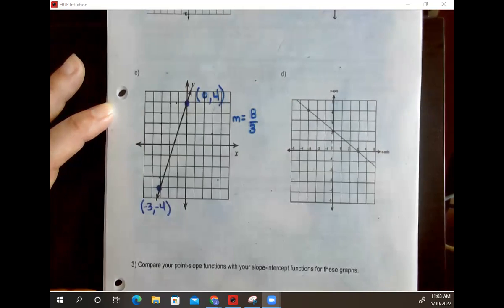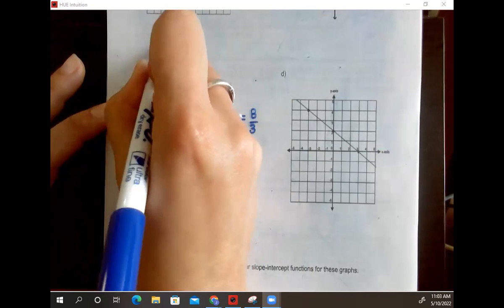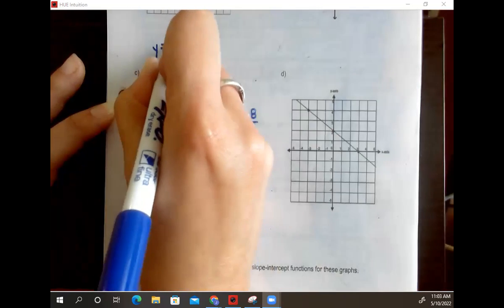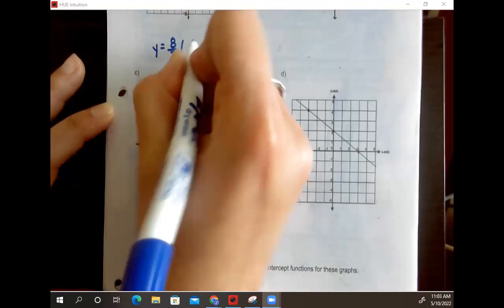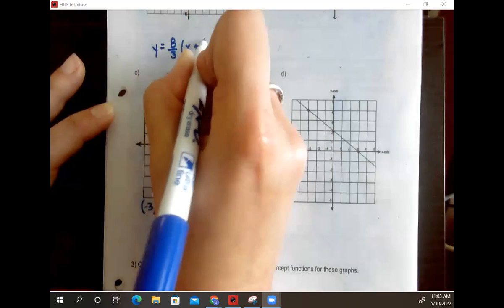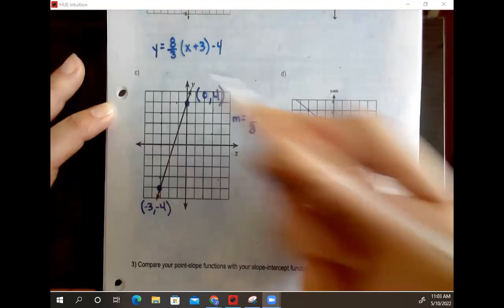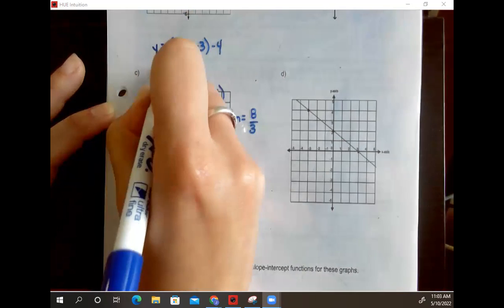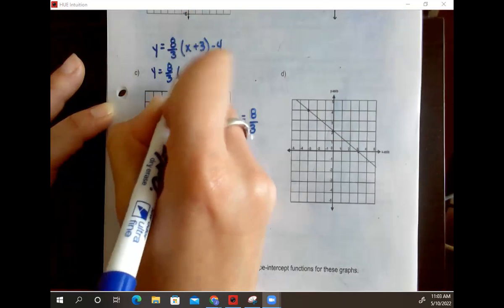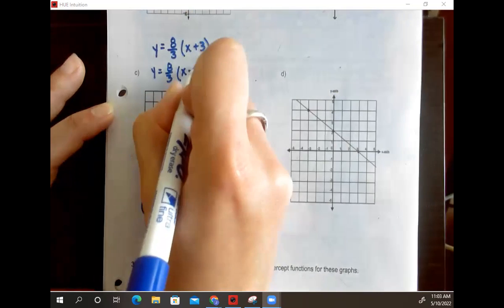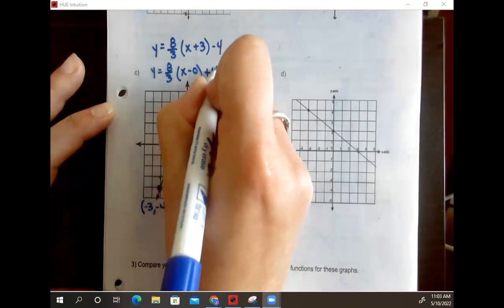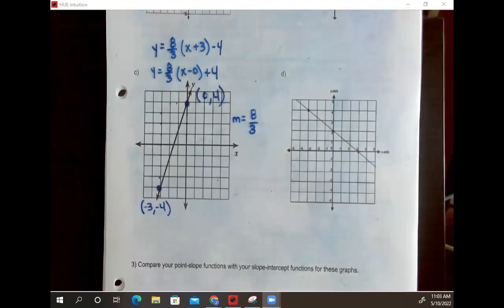So my 2 possible equations, based on what I can see here, would be y equals 8/3 times (x plus 3) minus 4, or y equals 8/3 times (x minus 0) plus 4. If I had more easily identifiable points on my graph, I could write more equations. Okay, it doesn't matter which point you choose.